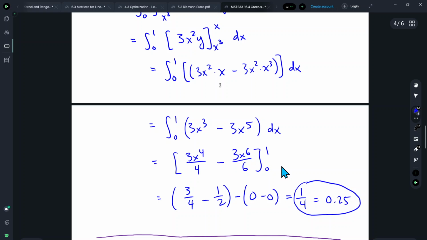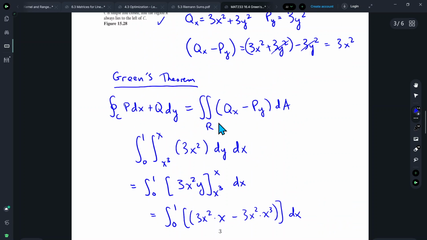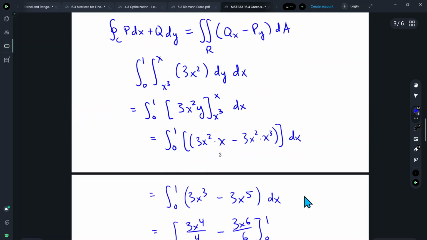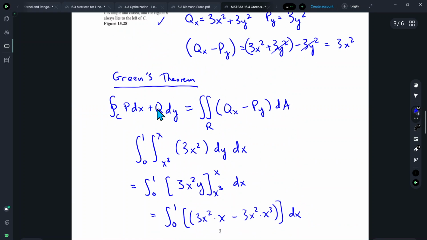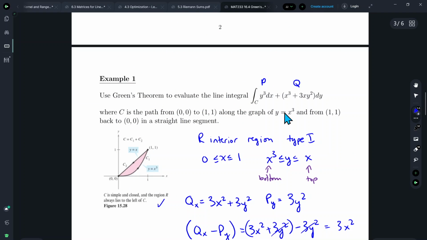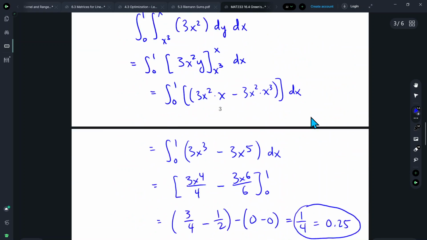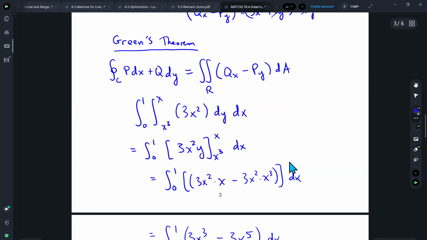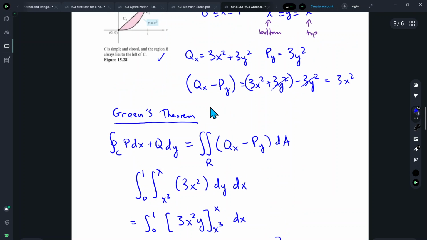Okay, so we calculated the double integral as equal to 1/4, but again, Green's theorem says that the line integral and the double integral should calculate to the same thing, and so the value of this line integral is also 1/4. Okay, so we applied Green's theorem in this problem.